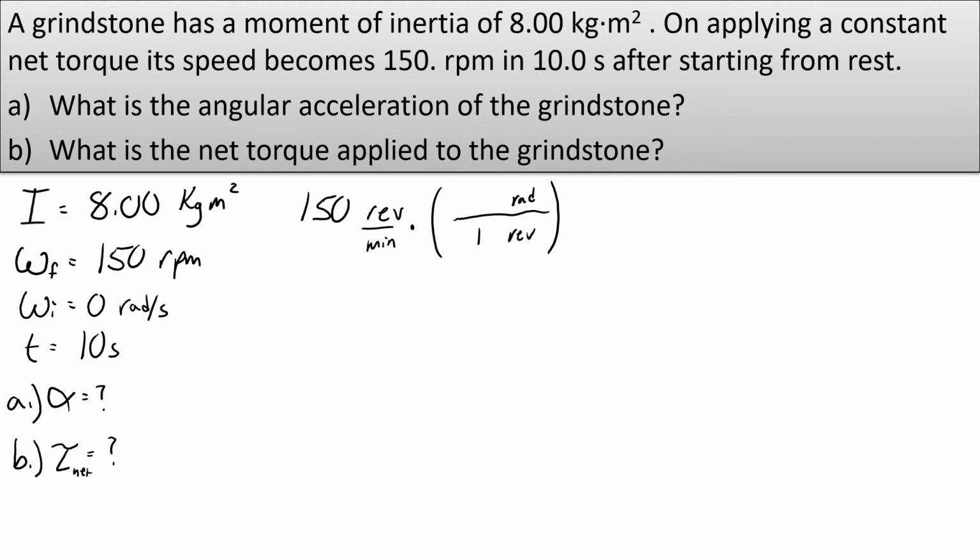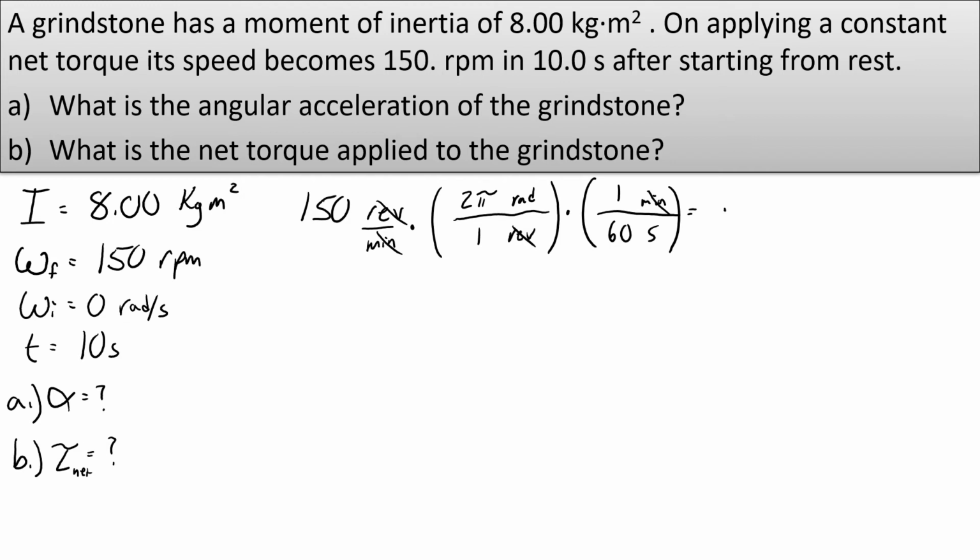All right, so 1 revolution is equal to how many radians? 2 pi. And then we got to get into seconds. So let's get rid of these minutes. The minutes are on the bottom here, so we'll put them on the top so that they cancel out, leaving you with seconds. And we know that 1 minute is equal to 60 seconds. So you do 150 times 2 pi divided by 60. These units cancel out, these cancel out.